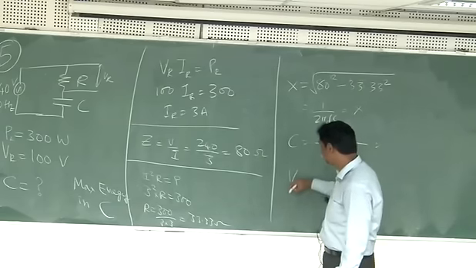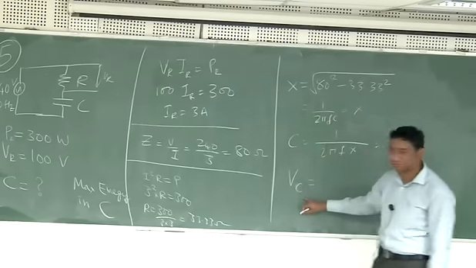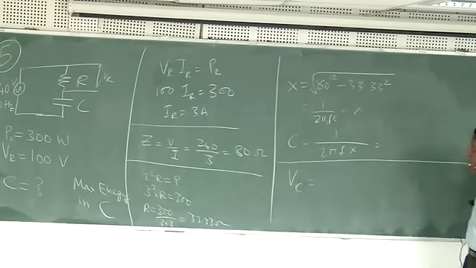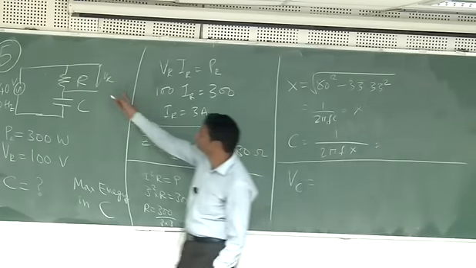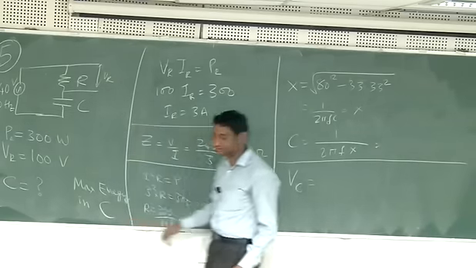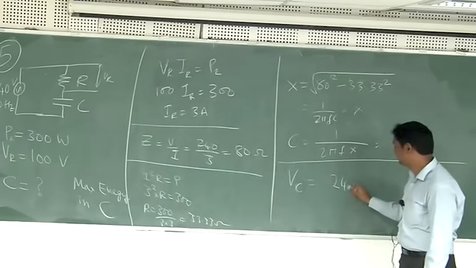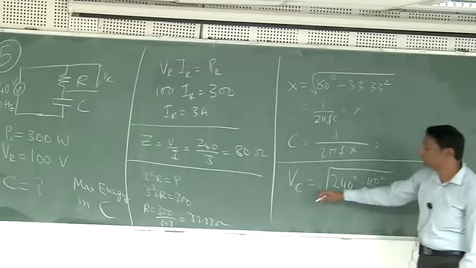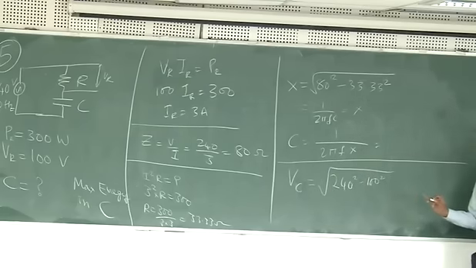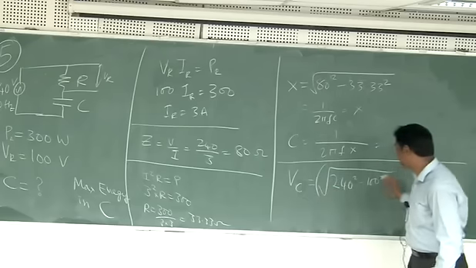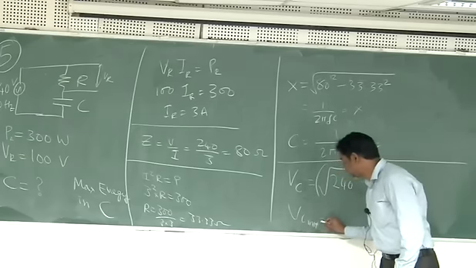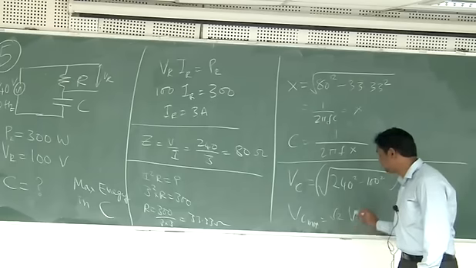So first of all you have to find VC, voltage of capacitance in RMS. What is the voltage of capacitance in RMS? So this I know 100 given in the question, this I know 240 given in the question. So square root of 240 square minus 100 square, this will be the voltage of capacitor, which is the RMS value. So multiply that, like VC max will be root 2 into VC.